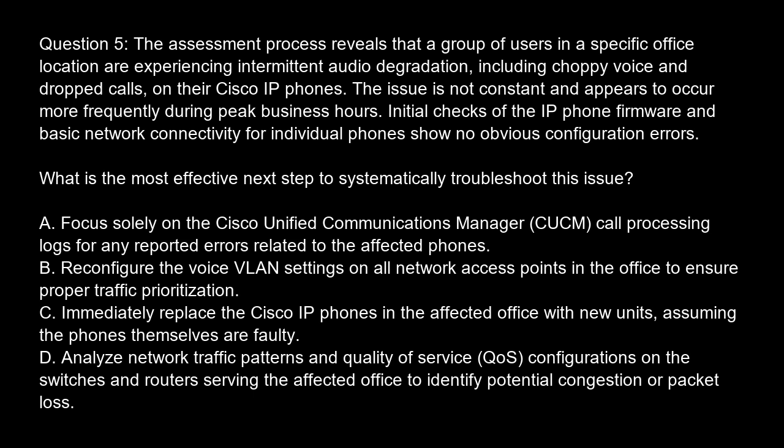Option A. Focus solely on the Cisco Unified Communications Manager, CUCM, call processing logs for any reported errors related to the affected phones. Option B. Reconfigure the voice VLAN settings on all network access points in the office to ensure proper traffic prioritization. Option C. Immediately replace the Cisco IP phones in the affected office with new units, assuming the phones themselves are faulty. Option D. Analyze network traffic patterns and quality of service, CoS, configurations on the switches and routers serving the affected office to identify potential congestion or packet loss.